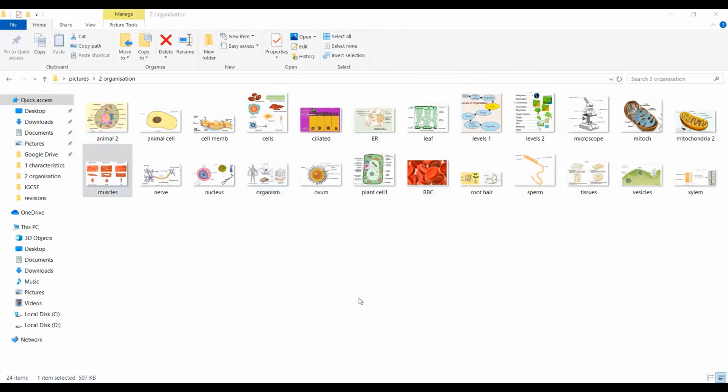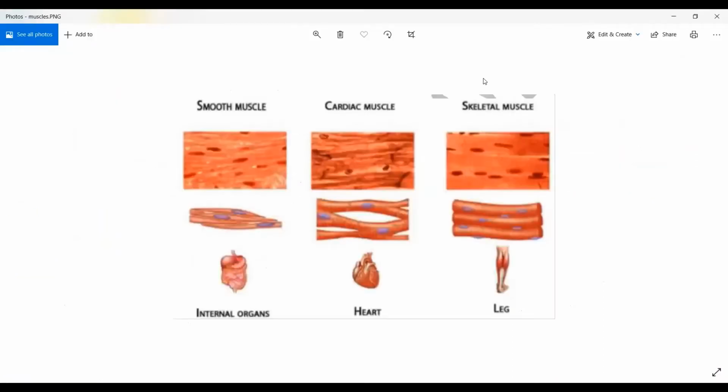And we have three types of muscles. Here are the types. We have smooth muscles, cardiac muscle, and skeletal muscles. Skeletal muscles because they are attached to the skeleton. Cardiac muscle is specific for the heart only. No other part of the body contains cardiac muscle except the heart.